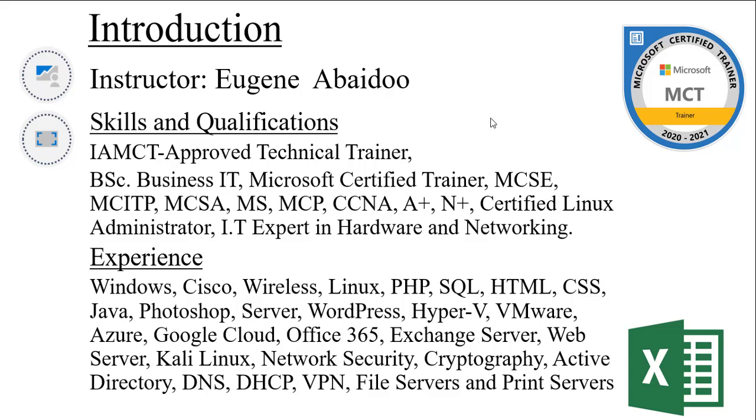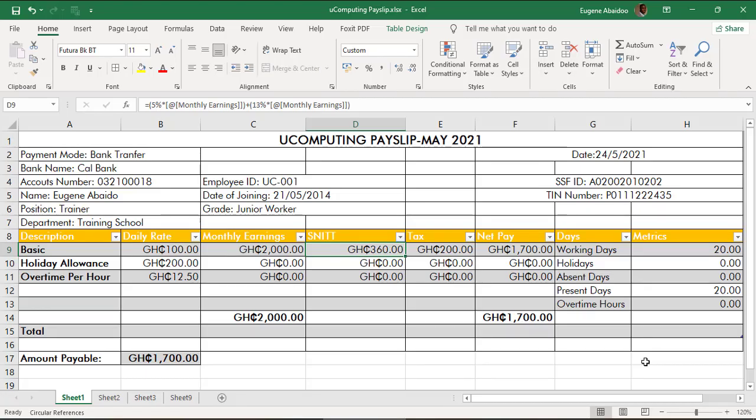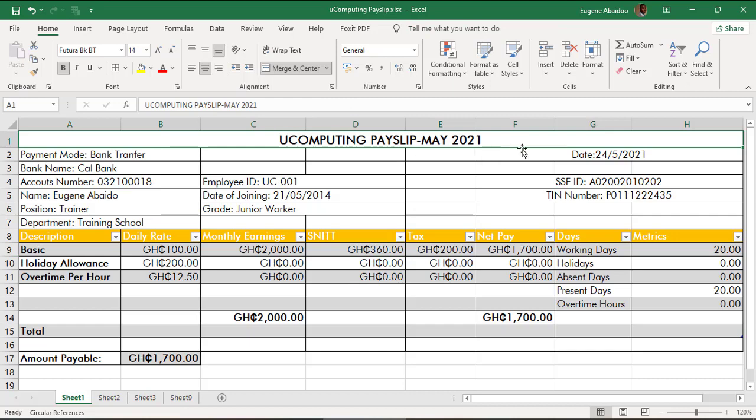My name is Eugene. Today, I'm going to take you through how you can create a simple payslip with Microsoft Office Excel. So what are we expecting to achieve here? If you look at this payslip over here, I have a simple payslip that has the company name, uComputing payslip, May 2021, and personal information regarding the person's pension ID, tax number, and a couple of other details, which is very easy to do. I'm going to take you through that.